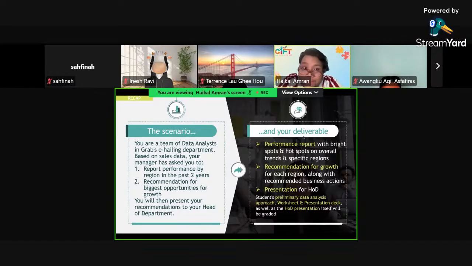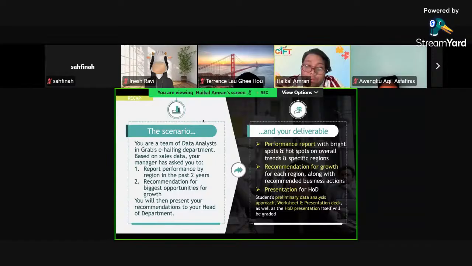Based on sales data, your manager has asked you to report performance by region in the past 2 years, recommendation for biggest opportunities for growth, and then present your recommendations to your head of department. And so your deliverable would be a performance report with bright spots and hot spots on overall trends and specific regions, recommendations for growth for each region, along with recommended business actions, presentation for HOD.